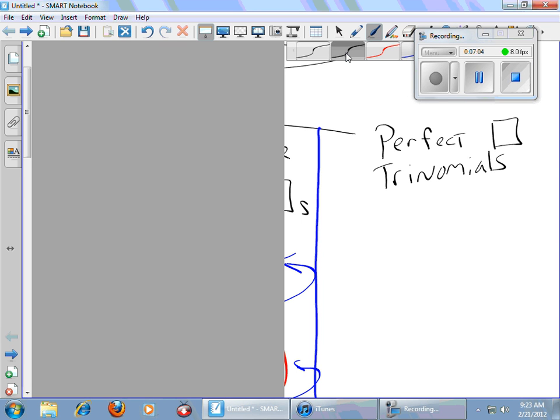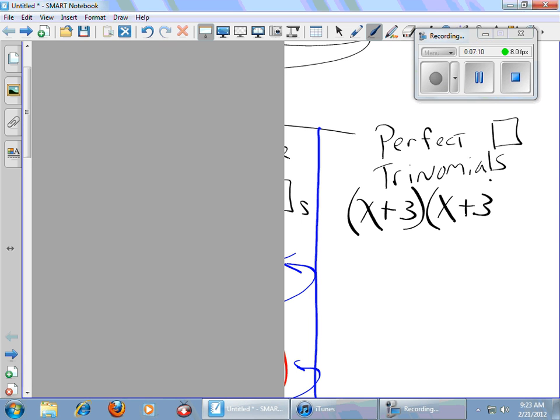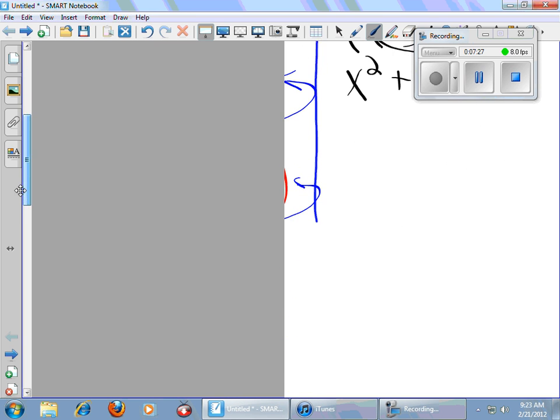Remember, when we have ones that look like this, x plus 3 times quantity of x plus 3, on those, the outers and inners don't cancel out. If I FOIL that, I get x squared. I know it's going to end in a 9. I'm going to get a 3x and a 3x. I'm going to get a 6x. Right? Okay.